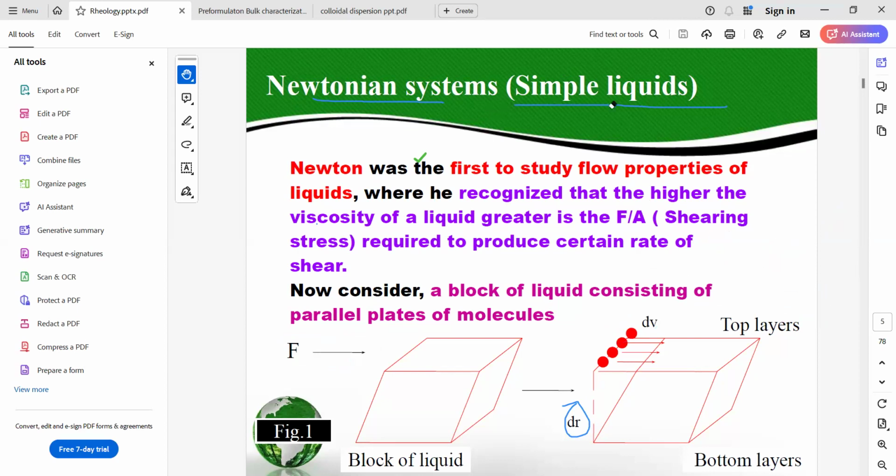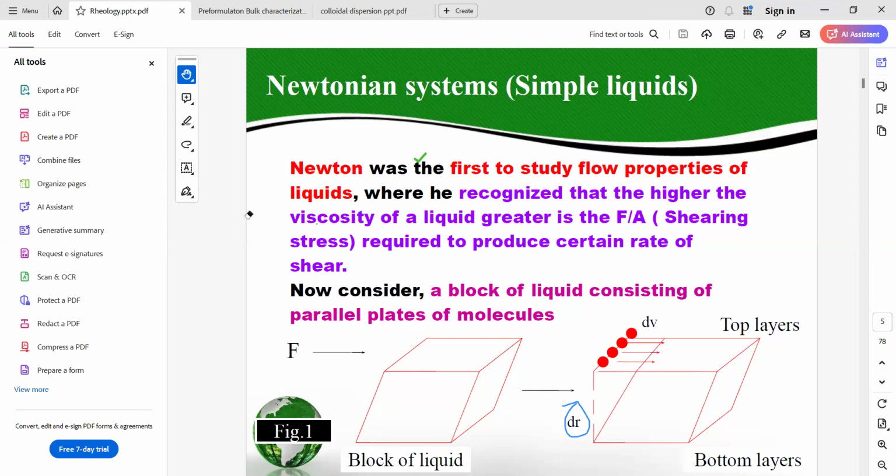What are the different examples of Newtonian systems? Type your answer in the chat box. Water, yes. Other examples, very important, they can ask as MCQ. Water, ethanol, others. No, a flocculated suspension will not come under the Newtonian system. Yes, very good. It's chloroform and glycerol, right? Very good. Yes, benzene, castor oil. Yes, these are all Newtonian systems.